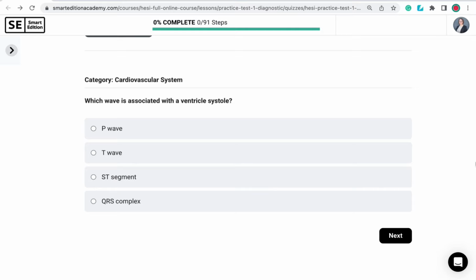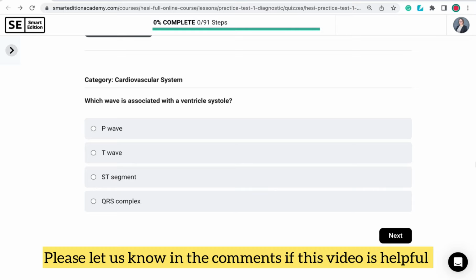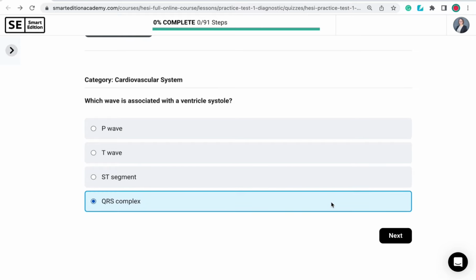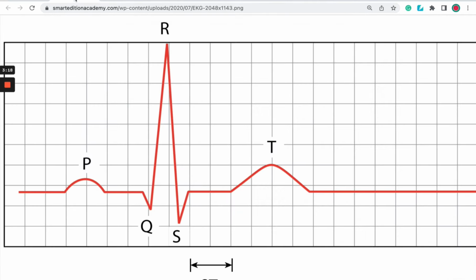Which wave is associated with ventricle systole? Is it the P wave, the T wave, the ST segment, or the QRS complex? So our correct answer here is the QRS complex. So here's a picture of your cardiac cycle. So the cardiac cycle begins with atrial contraction and ends with ventricular contraction.